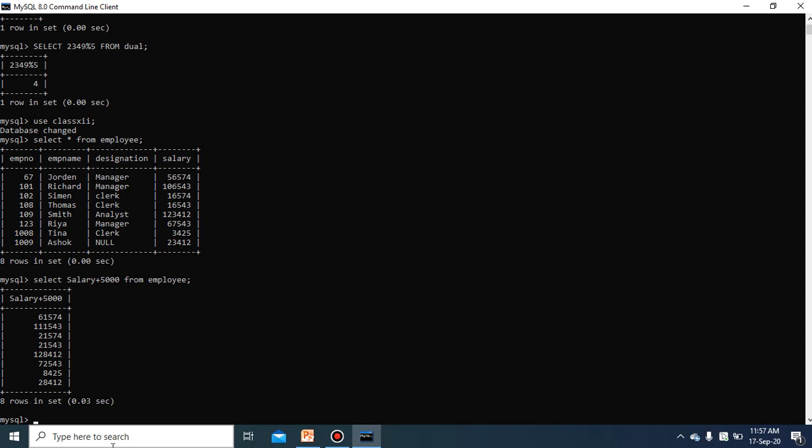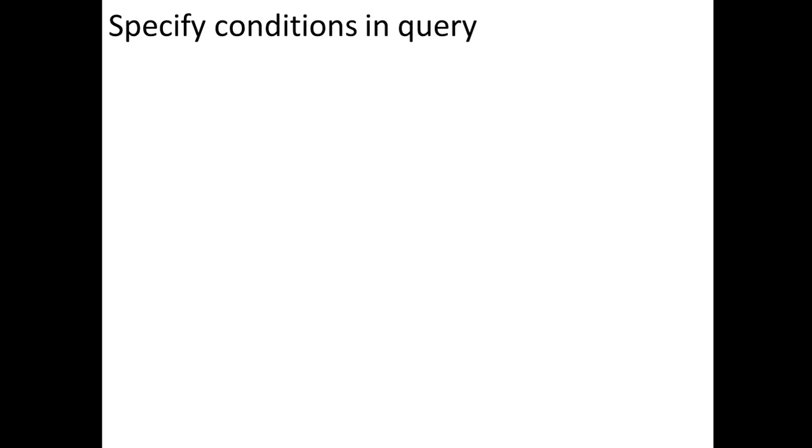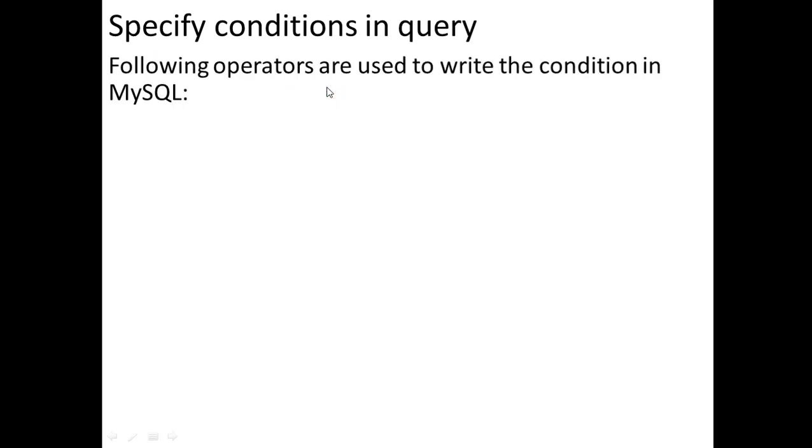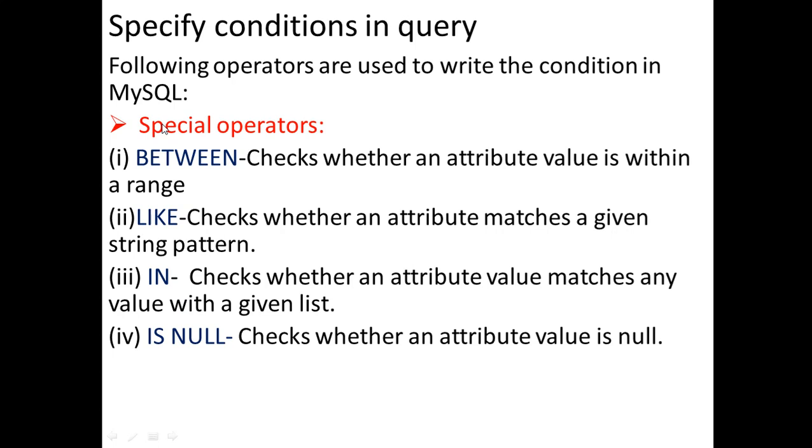Let's move on to another function: how to put the condition in MySQL. So let us see how we will specify the condition in a query, in a MySQL query. The following operators are used to write the condition in MySQL, specifying the condition with the help of the select command, or you can say how to specify the condition while writing the query. Many operators are used, and these are MySQL operators that we will see one by one.